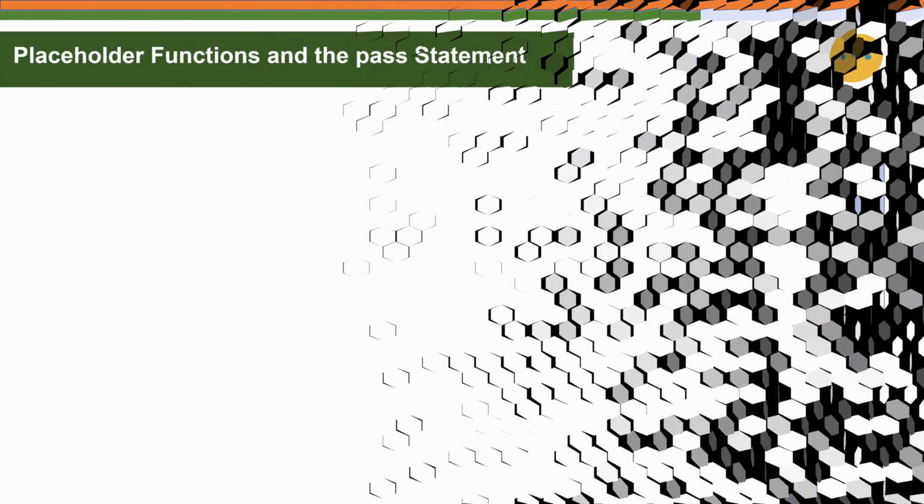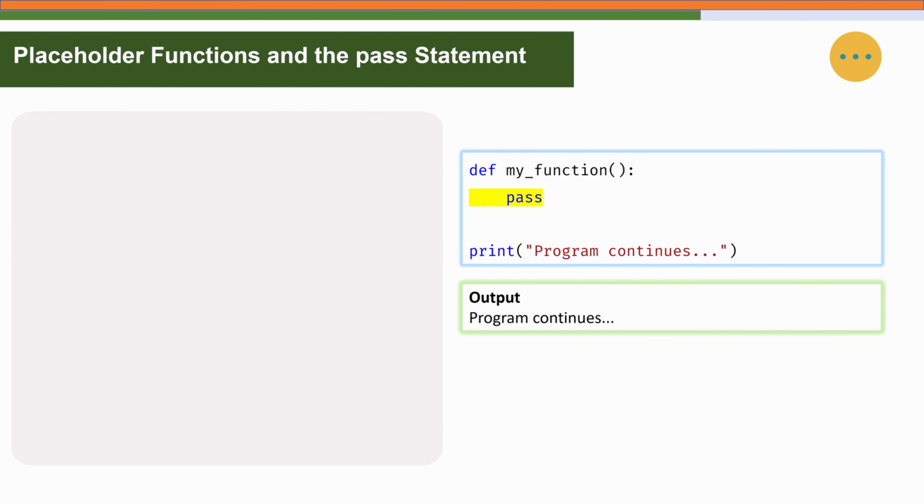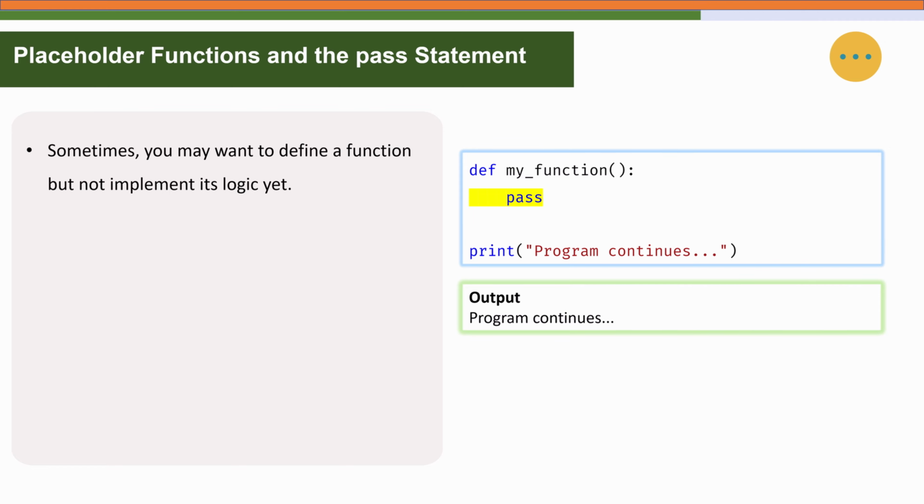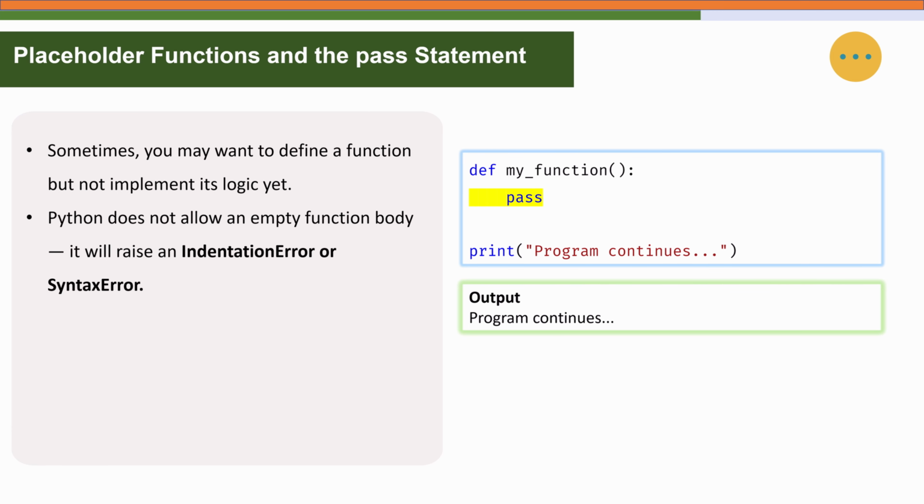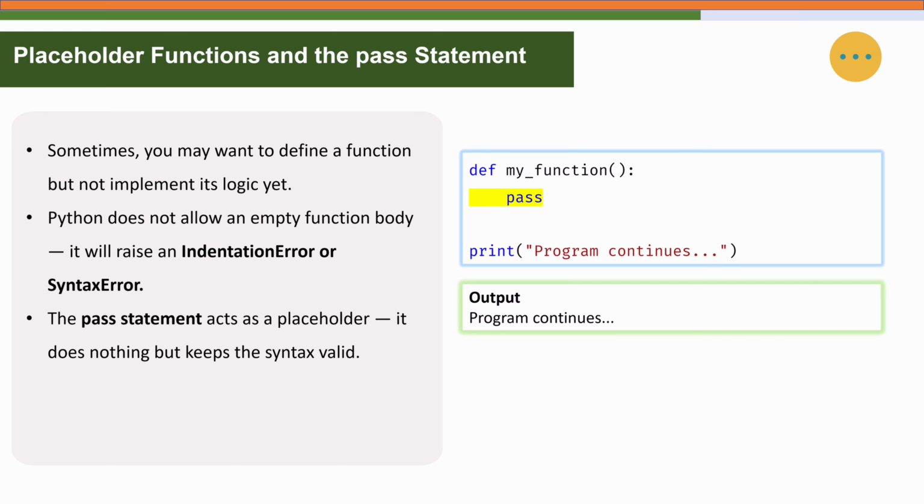In Python, every function must have at least one statement inside its body. But what if you are designing a program structure, defining functions now and planning to fill them later? If you leave a function completely empty, Python will complain with an error because it expects an indented block after the def statement. That's where the pass statement comes in. The pass statement literally does nothing. It's just a placeholder that tells Python there is no code here yet, but the code block is intentional. You can think of it as a do-nothing statement that keeps your code syntactically correct while you are still designing or maybe debugging other parts.